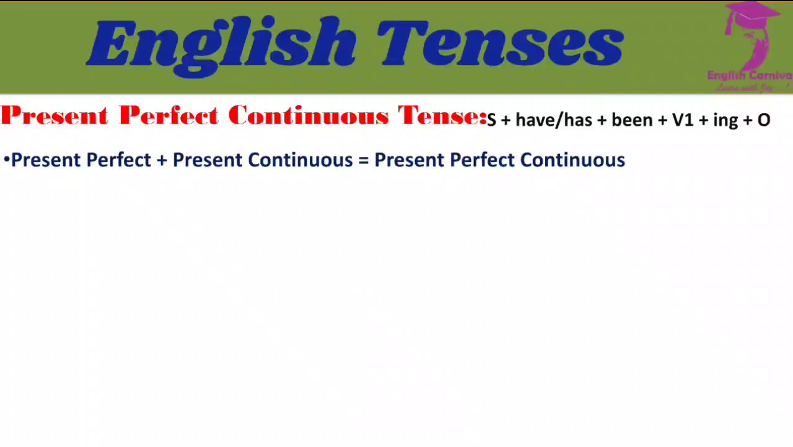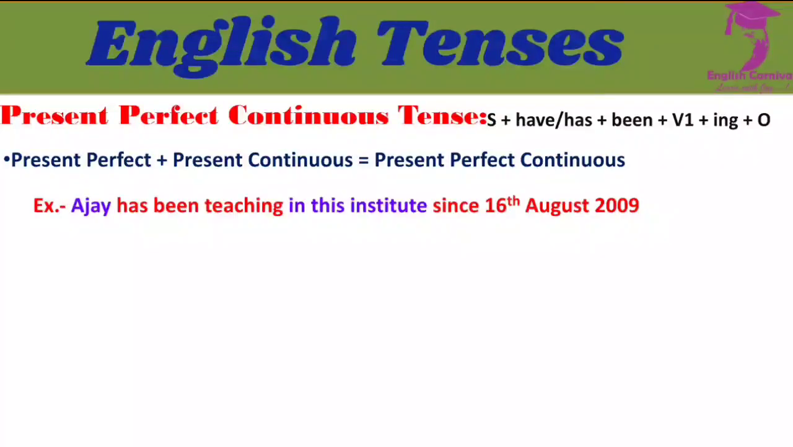So here, as far as this present perfect continuous tense is concerned, this tense is nothing but the combination of the present perfect and perfect continuous or progressive tense. Here we have the example, that is Ajay has been teaching in this institute since 16th of August 2009.